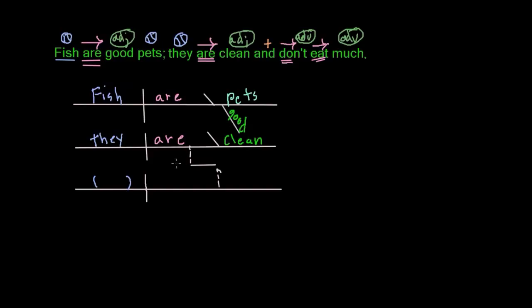Our conjunction is tying the two verbs in the second and third independent clauses together. They are clean, they do eat, joined together by the conjunction and. Our verb in the third independent clause is do eat. Now, do eat is modified by n't, standing for not. They do not eat, adverb. And adverbs tell when, where, why, in what manner, to what extent. This is telling us to what extent. They do not eat much. They don't eat much.